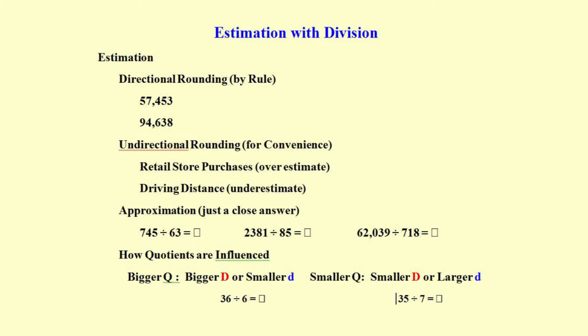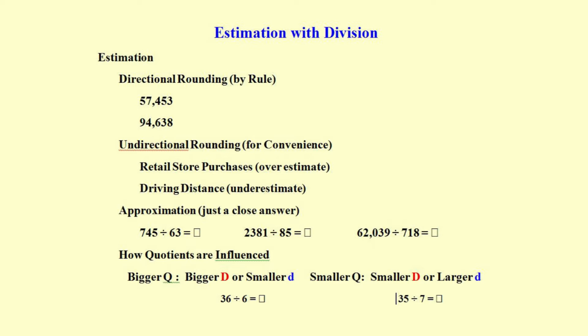Let me go back and look at our PowerPoint page, estimation with division. What we've looked at so far is rounding numbers using a rule called directional rounding. Then we looked at something called undirectional rounding, where we round for convenience to make sure we either have enough money or a sufficient amount of resources to get to wherever we're going.